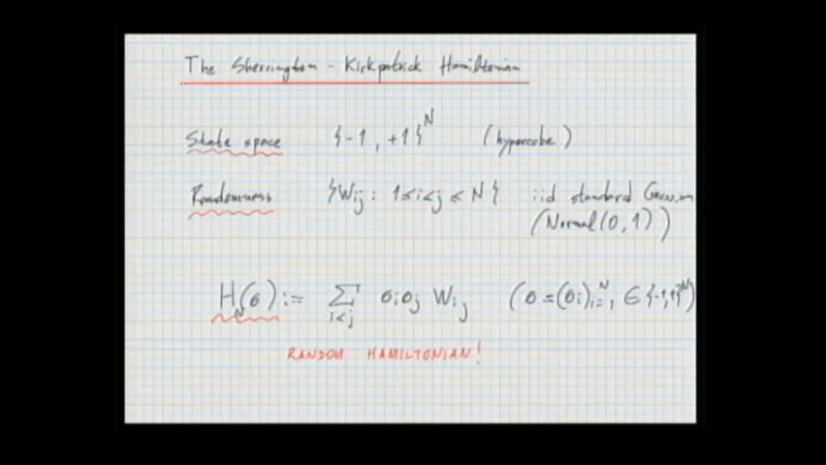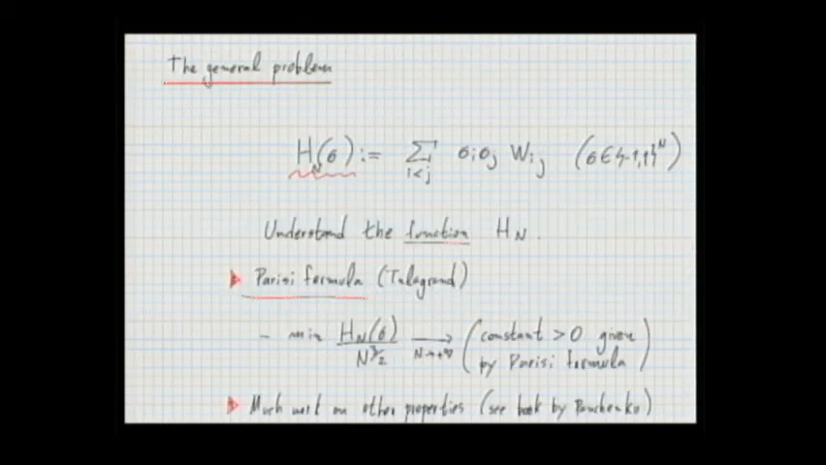So it's a random Hamiltonian, but for today's talk, the way we're going to think about this is as just a very simple example of a random function. And we want to understand properties of this random function. So the physics part of the SK model is not going to play a role here. Right, so as I said, we want to understand this function.